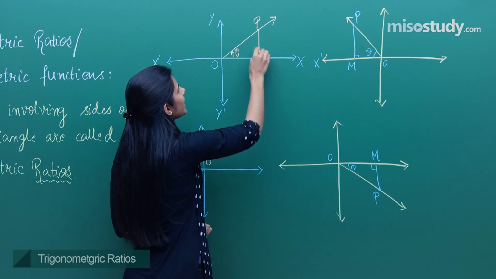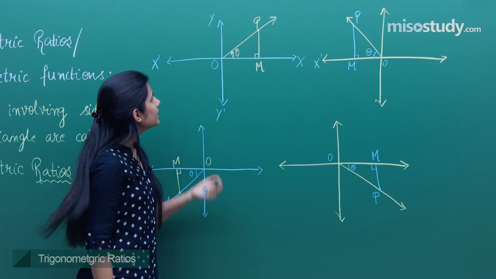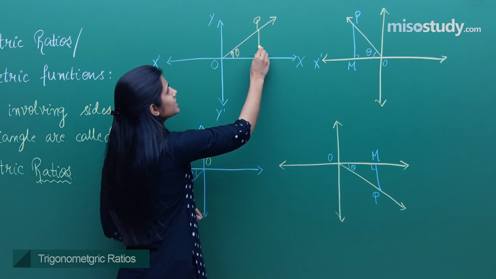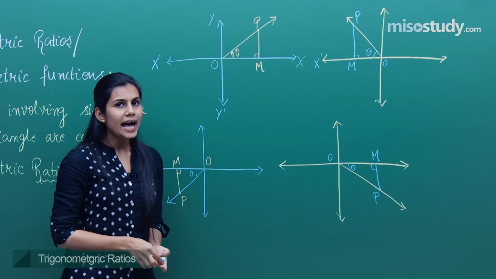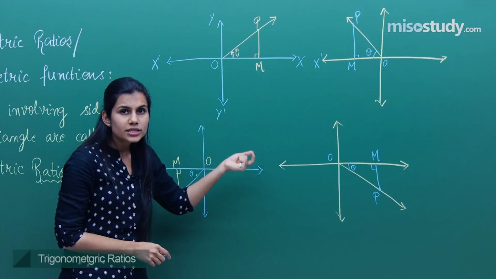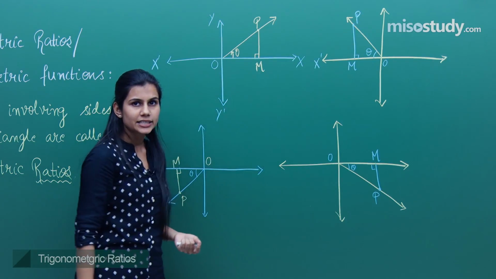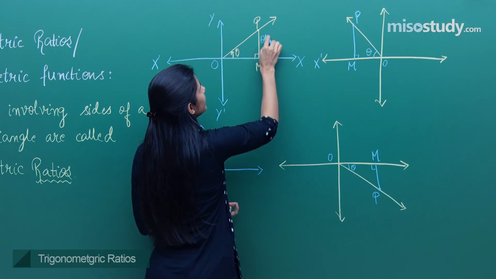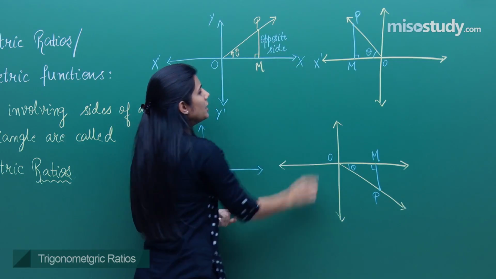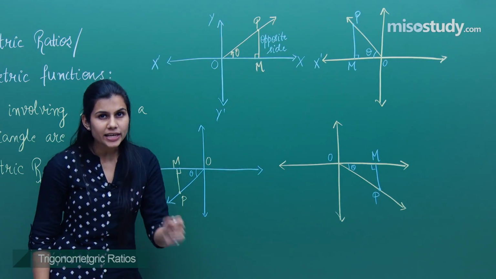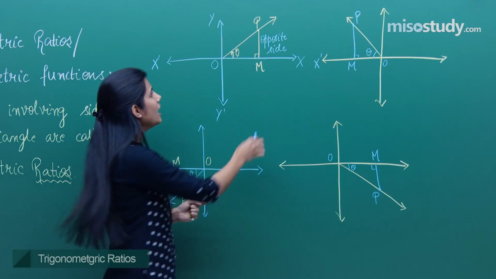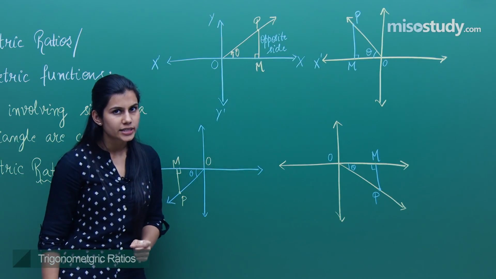If you observe the side PM of the triangle POM, the side PM, if you carefully observe, is a side lying opposite to the angle theta. And that's why I name that side, which is lying opposite to my angle theta, as the opposite side. Mind it, the first step was to fix an angle theta. And then corresponding to that angle theta, PM is standing here as the opposite side.